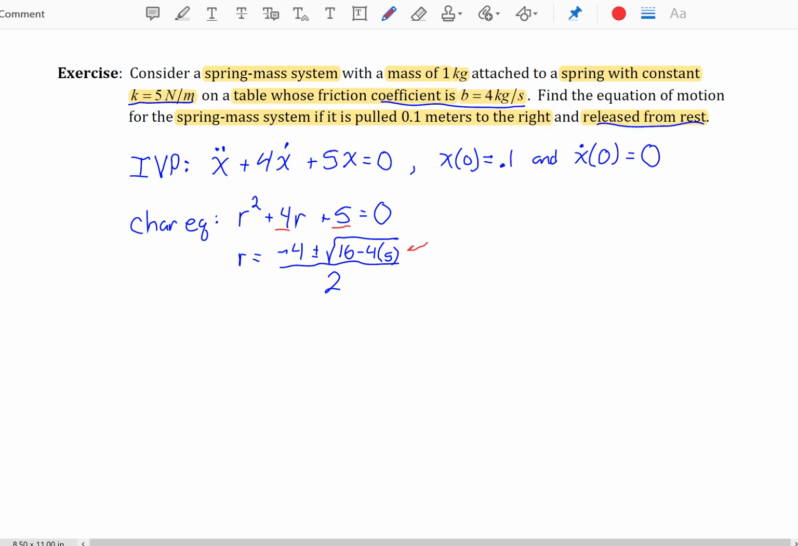Notice the discriminant here is going to be 16 minus 20, or negative 4. So we're taking the square root of a negative number, which will introduce imaginary numbers. So I'll write this as negative 4 plus or minus 2i, because the square root of 4 is 2, and the square root of the negative number brings the i, all over 2, which we can write as negative 2 plus or minus i. Now we are just going to use the positive version of this complex number and say that in our general form, the alpha is negative 2, and the beta is just 1.